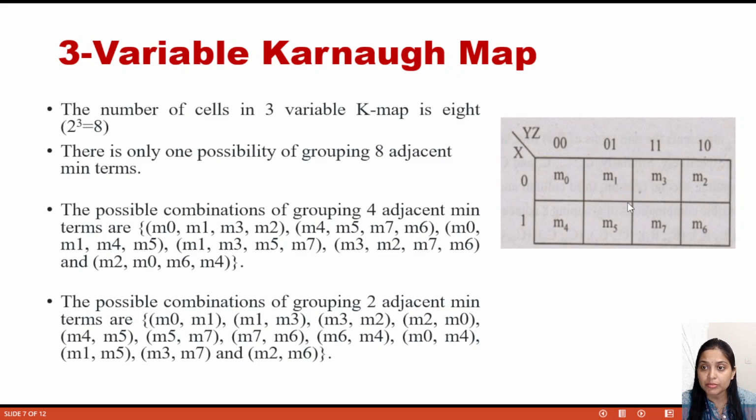Then m1 m3 m5 m7. This is another. Then m3 m2 m7 m6. This is another quad. And you can also form m0 m4 m2 m6 if you take them. There are also different pair combinations you can form. So these are the possible groupings you can make.